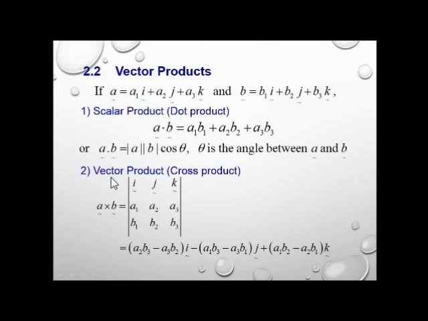Similarly for the vector product, we have A cross B equals AB sin theta, and we can find it by this matrix form. Just write the unit vectors i, j and k, then write the components A1 A2 A3 and B1 B2 B3, then find the determinant of this. The result you get is the result of the cross product. Now remember, the direction of this cross product is given by the right hand thumb rule.